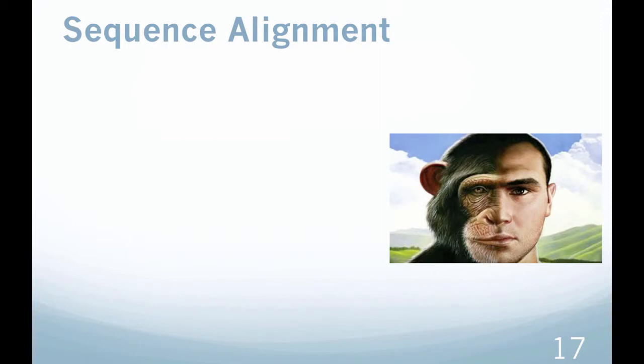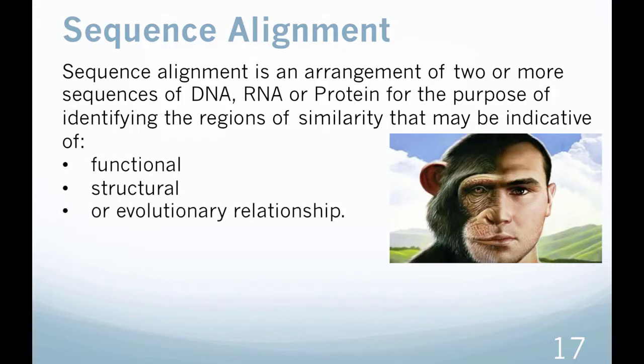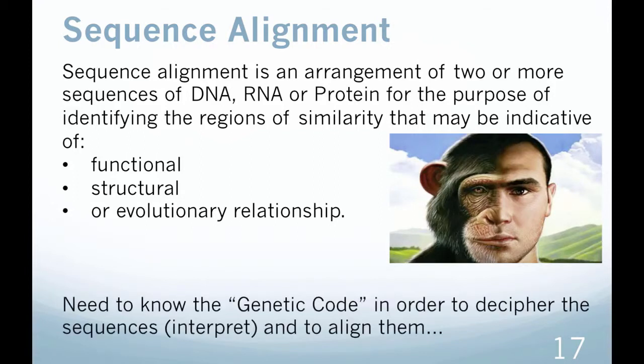Now, in order to be able to evaluate a potential function of a nucleic acid or protein, we need to compare it against a reference. The process of alignment consists of arrangement of two or more sequences against each other or against a reference sequence for the purpose of locating the regions of similarity. Based on such similarities, we could infer the functions, structural and evolutionary relationships. The alignment process requires a knowledge of the genetic code along with understanding of the principles of alignment.